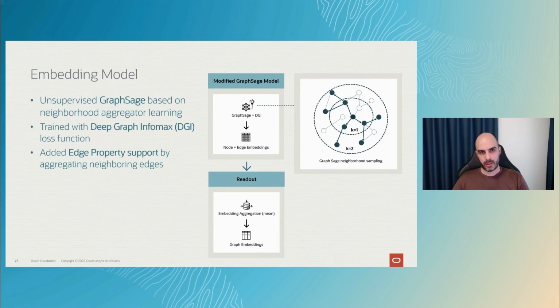But as I've already mentioned, the graph search algorithm is for generating node embeddings. So what we also want is edge property support. We do that by aggregating the edges that are connected to a node and incorporating them into the node embeddings. And then finally, we have the readout stage where we aggregate all the node and edge embeddings together to get one set of graph embeddings.